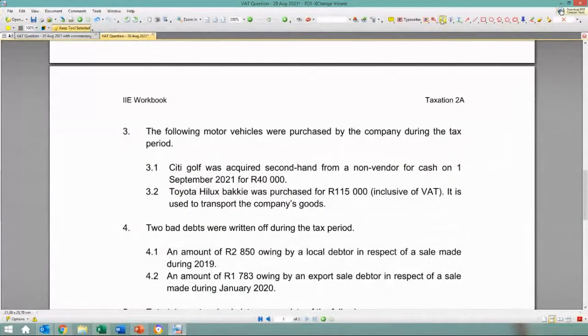So they tell you the following motor vehicles were purchased by the company during the tax period. So there are 2 types of vehicles they have purchased. The first one is the City Golf. They tell you it's second-hand from a non-vendor and it was for 40,000. Okay, so my question now is, would I be able to claim input VAT on that City Golf? Yes or no?